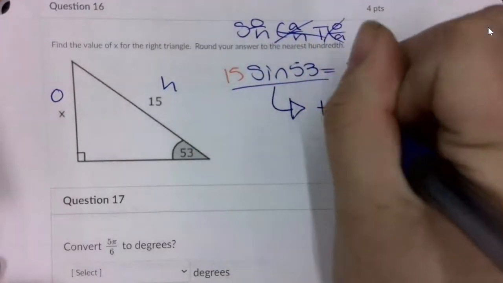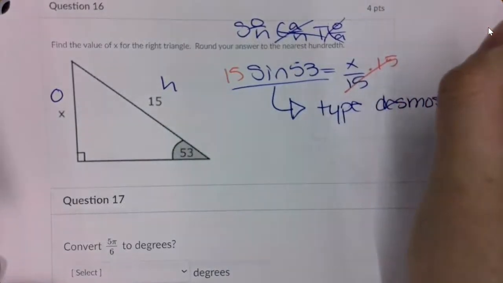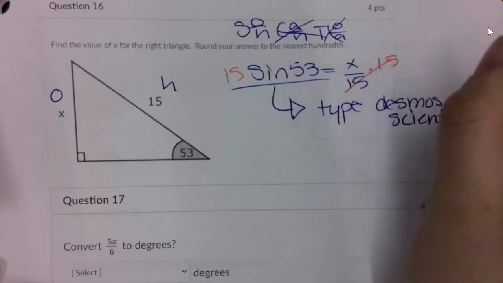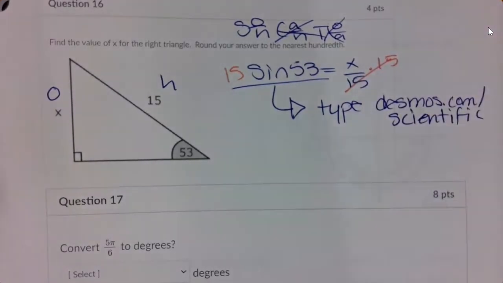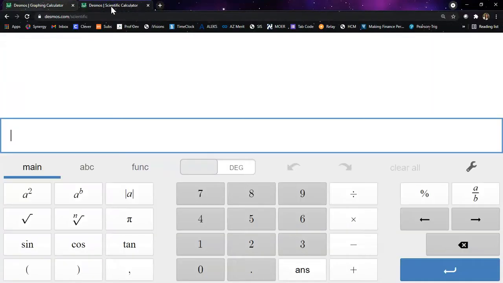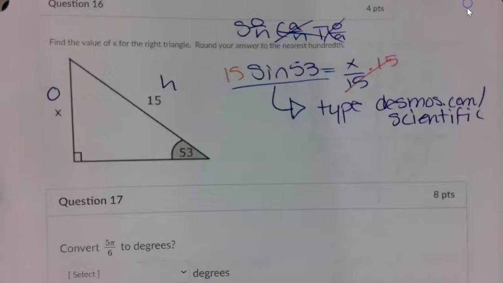I want to make sure I'm typing this into Desmos Scientific, otherwise I'm going to get the wrong answer. So I go look back. Desmos Scientific looks like this one. I would type in 15 sine 53, which gets me 11.98.